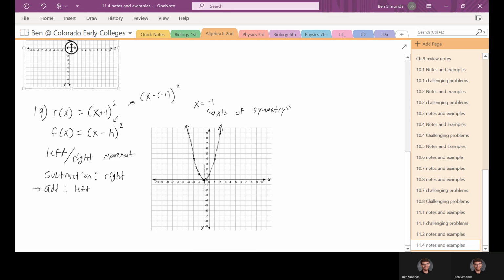So we have moved off of the y-axis now. The y-axis is no longer our center. It's no longer our axis of symmetry. And that's going to come into play later on when we get to number 45.